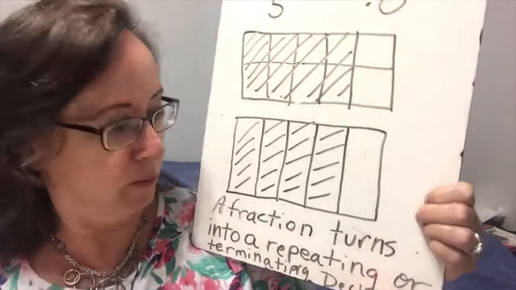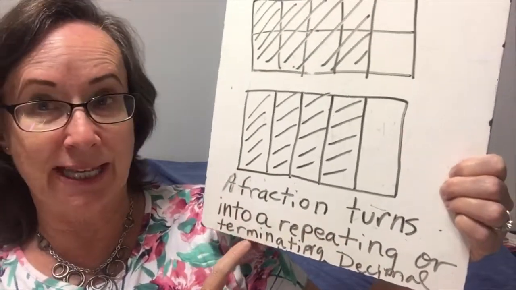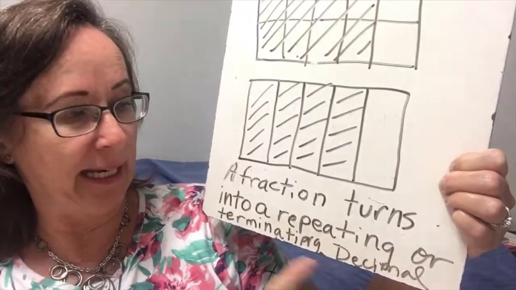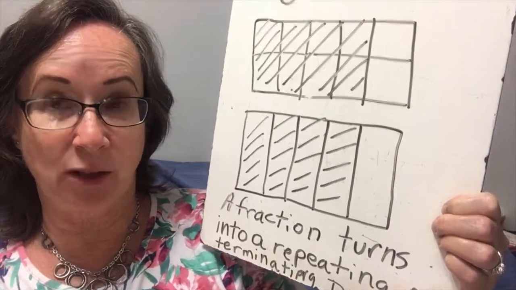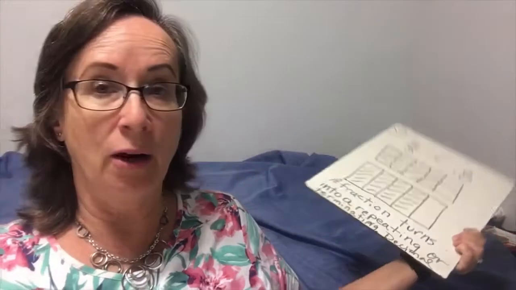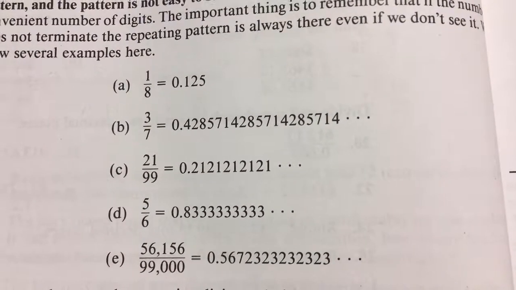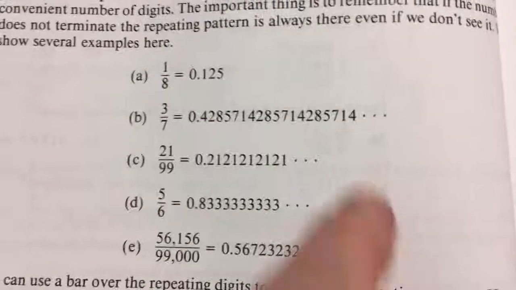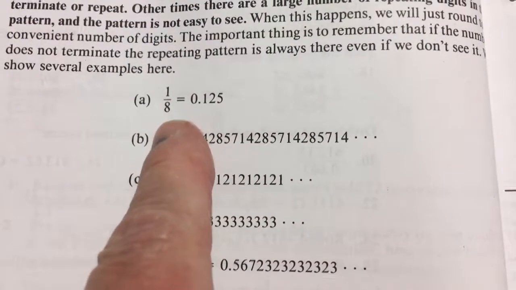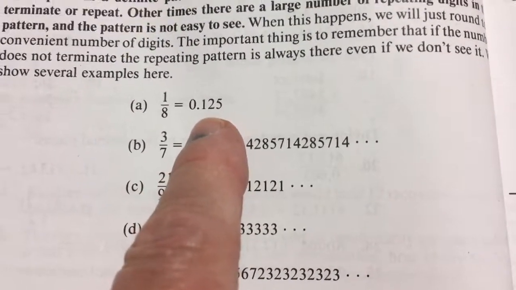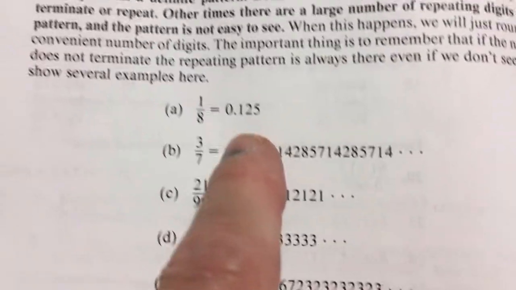So here's this rule. A fraction turns into a repeating or a terminating decimal. Always. It will always turn into a repeating or terminating decimal. So let's watch. Now, a terminating decimal is a decimal that stops. So 1/8 turns into 0.125, and there's nothing after it. This is on page 48 of your textbook.